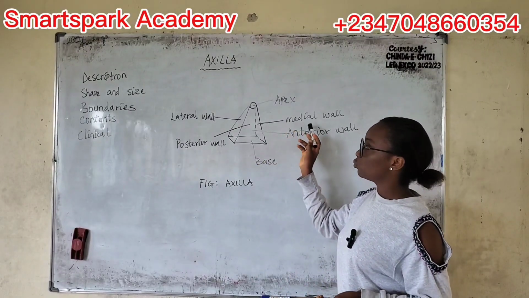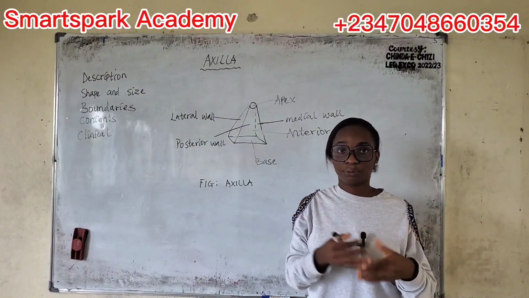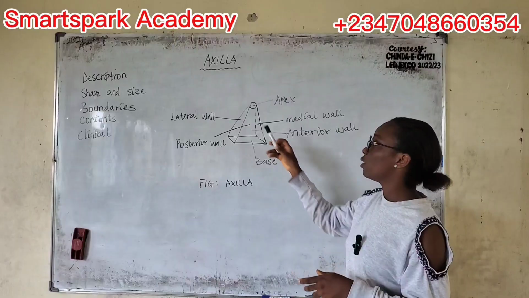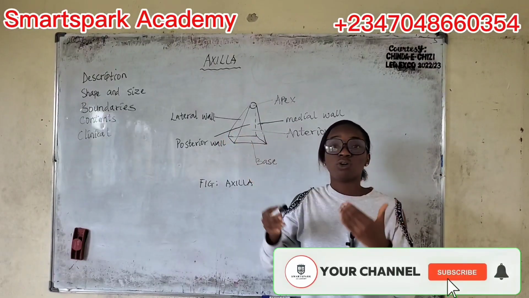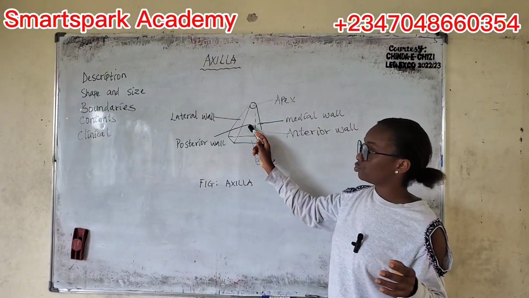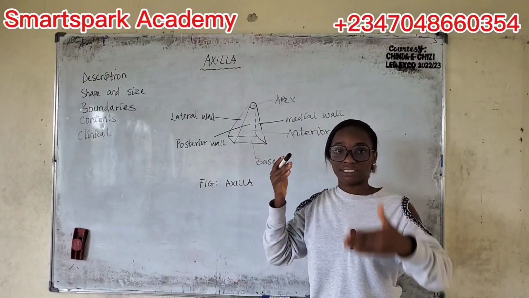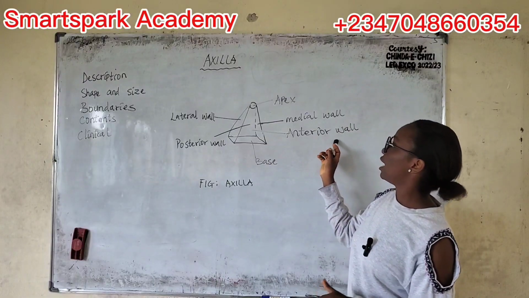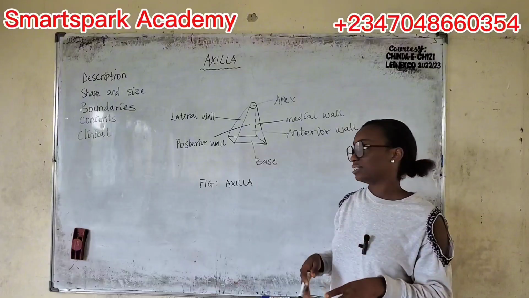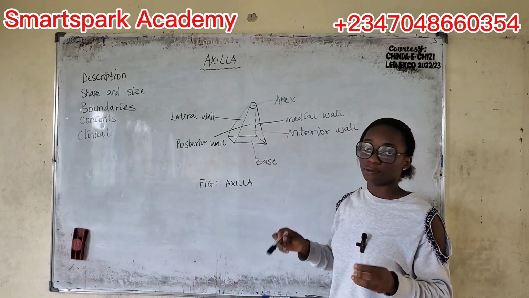We have the medial wall. You know that in anatomy, medial is the part or the section closer to the body. So medial wall is the wall that is closest to the body. We have the lateral wall. The lateral wall is the wall away from the body. Medial close, lateral away. We have the posterior wall. Posterior is back, the wall at the back of the axilla. And lastly, we have the anterior wall, which is the wall at the front, like the surface of the axilla. We are going to discuss these boundaries, each of them one after the other.